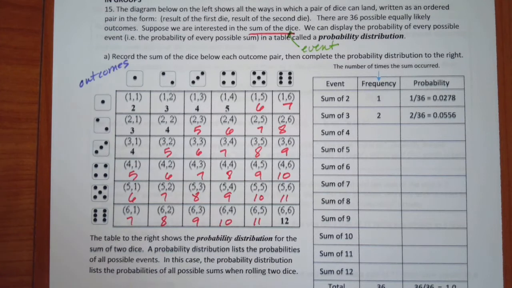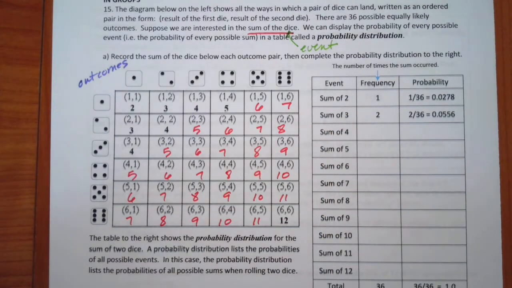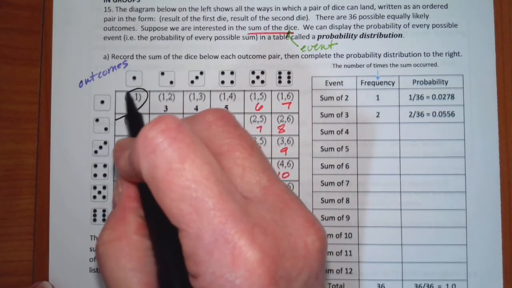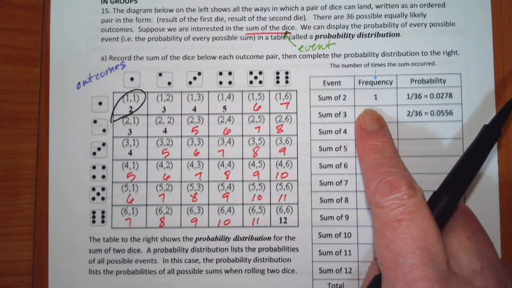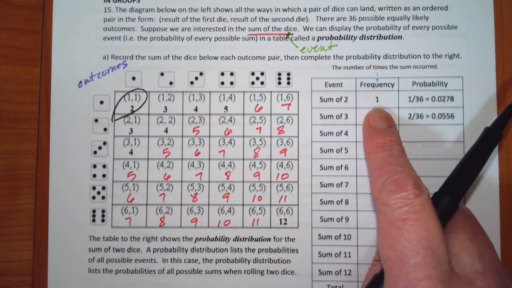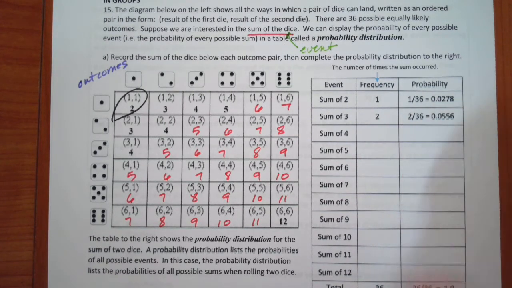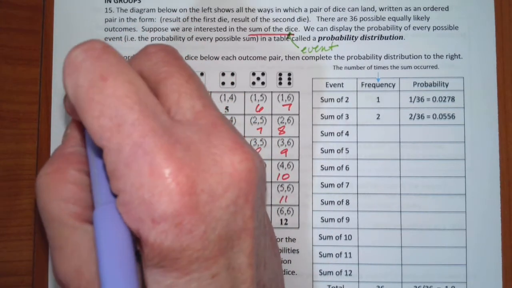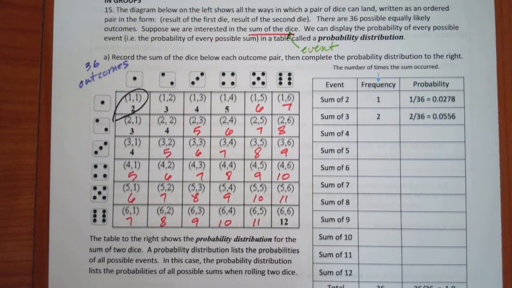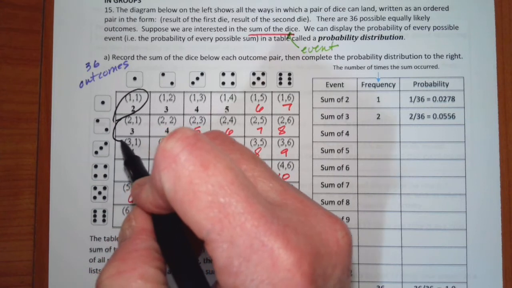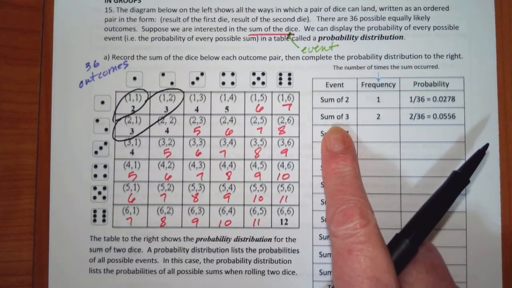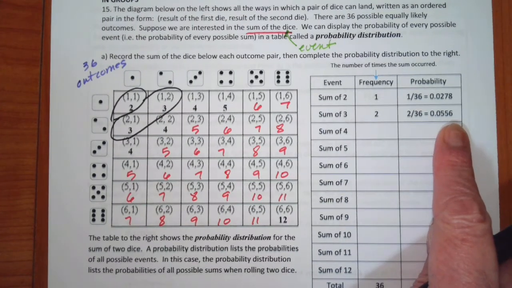Okay, so let's see what we've got here. Well, you can see on here that the sum of 2 came about, that there is only one of those. There is only one way that you can get a sum of 2. So the frequency, there is one way to get a sum of 2 out of the 36 outcomes. Then the sum of 3. There are 2 ways that you can get a sum of 3. So 2 out of 36, and it gives you this probability.